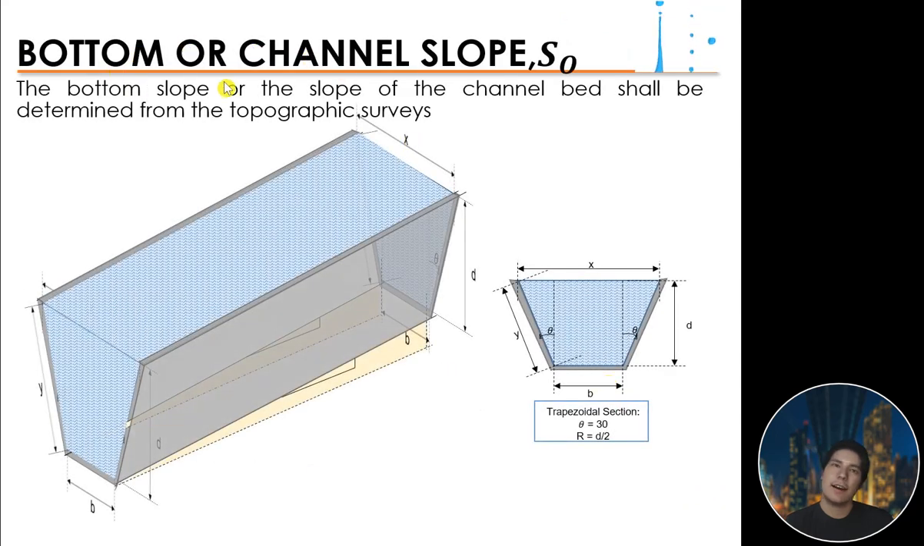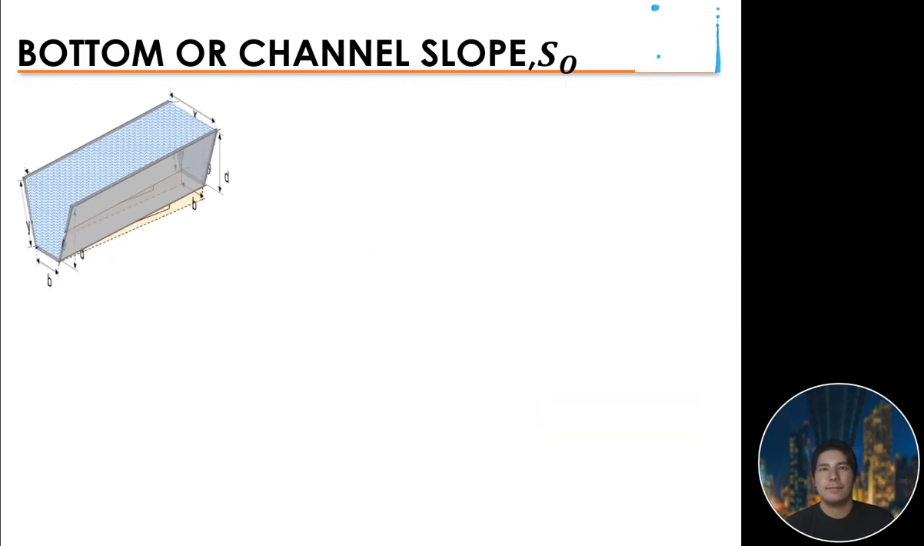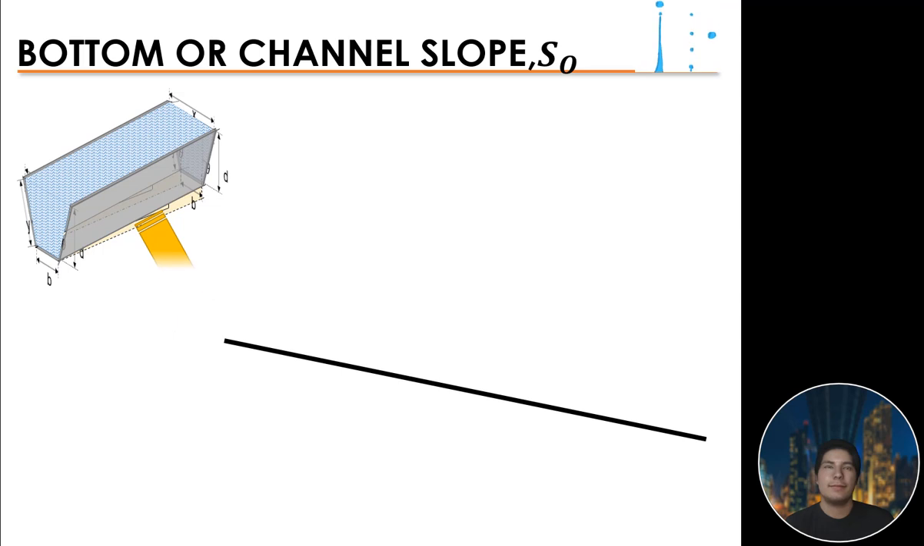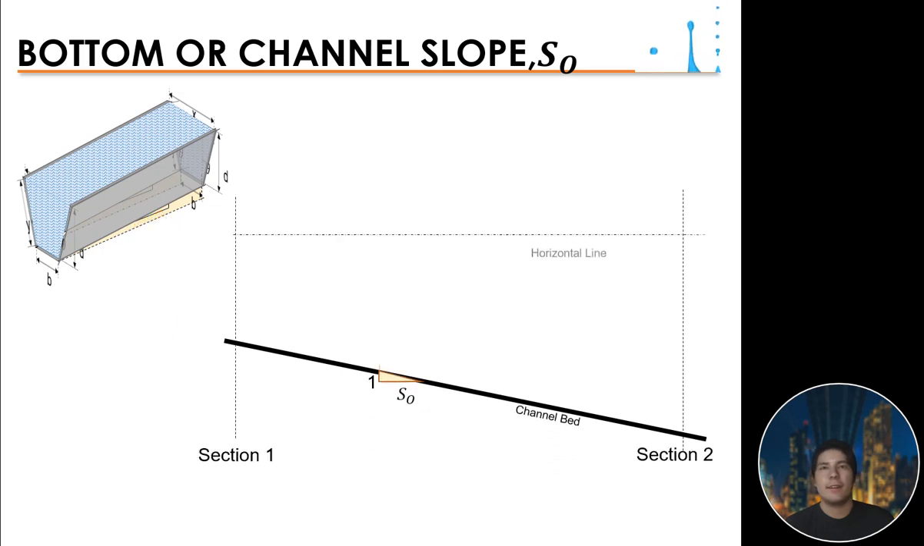Another parameter in channel design is the channel slope, S0, or the bed slope. The bottom slope or the slope of the channel bed shall be determined from the topographic survey. So that is S0, the channel slope.